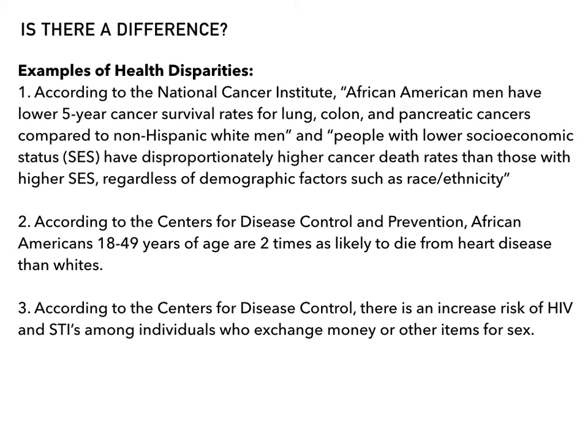The CDC reported that African Americans between the ages of 18 to 49 are 2 times as likely to die from heart disease than whites. And also, according to the CDC, more pertinent to the article involved in this discussion, there was an increased risk of HIV and STIs among individuals who exchange money for other items or sex. This statistic is similar to that we see in the increased risk of HIV in sex workers in southern India.